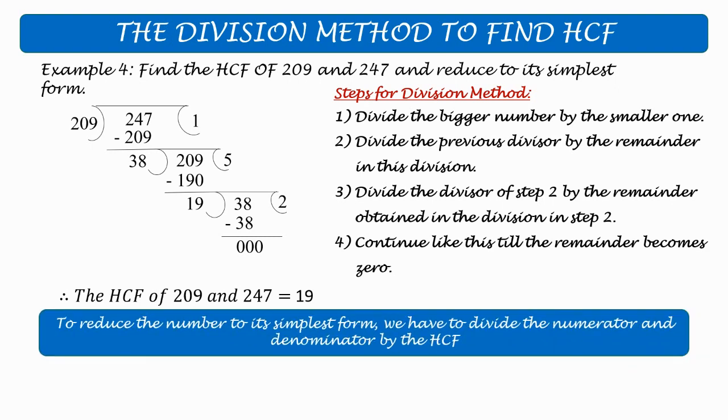Now to reduce the fraction to its simplest form, we have to divide the numerator and the denominator by the HCF. Now students, here the numerator is 209 and the denominator is 247. And the HCF of 209 and 247 is 19. So we will be dividing 209 by 19 and 247 by 19. And we will be getting the ratio as 11 upon 13. So the reduced form of 209 upon 247 is 11 upon 13.